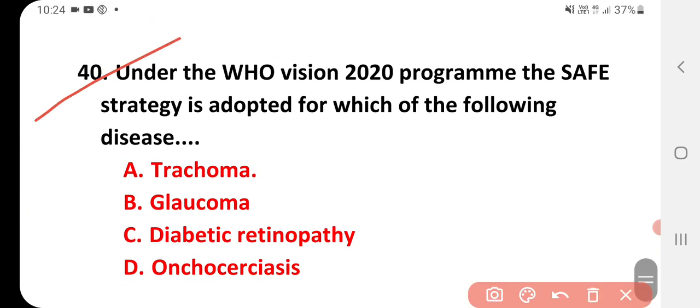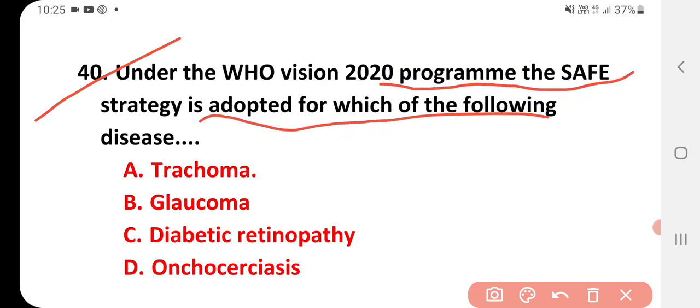Next, 40. Under the WHO Vision 2020 program, the SAFE strategy is adopted for which of the following diseases? Trachoma, glaucoma, diabetic retinopathy, onchocerciasis. So the right answer is option A, trachoma. Under the WHO Vision 2020 program, the SAFE strategy is adopted for trachoma.